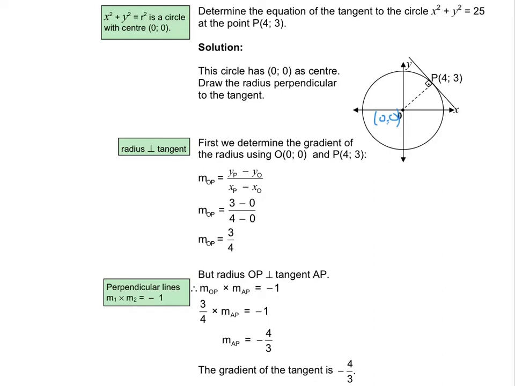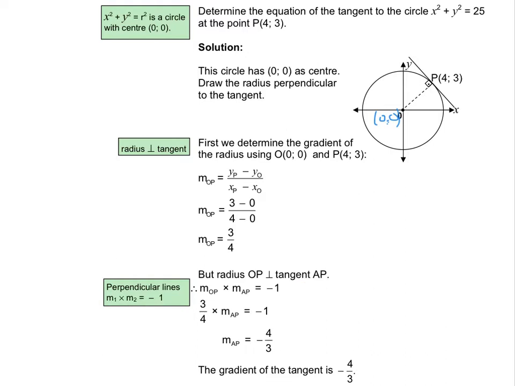This means that we must first find the gradient of the radius, and the gradient OP can be expressed as y of P minus the y of O over the x of P minus the x of O. So if I do my substitution, I take the 3 minus 0 over 4 minus 0. If I then simplify, I have the gradient of the radius OP equal to 3 over 4. But now we know that the radius is perpendicular to the tangent.